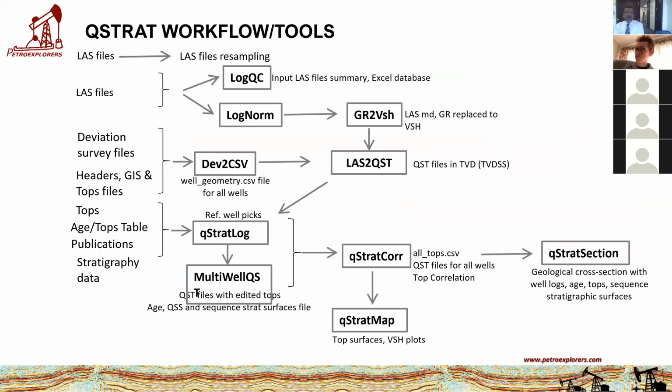Just looking at the first step, from log QC: taking the LAS files, you first need to resample them, because they can come in with various sampling issues. So we come to resampling, and then log QC. We will go over log QC, then normalization, then extracting gamma ray, and then converting the gamma ray log to V-shell. So right now the processes go through the V-shell process, and then we add the deviation.